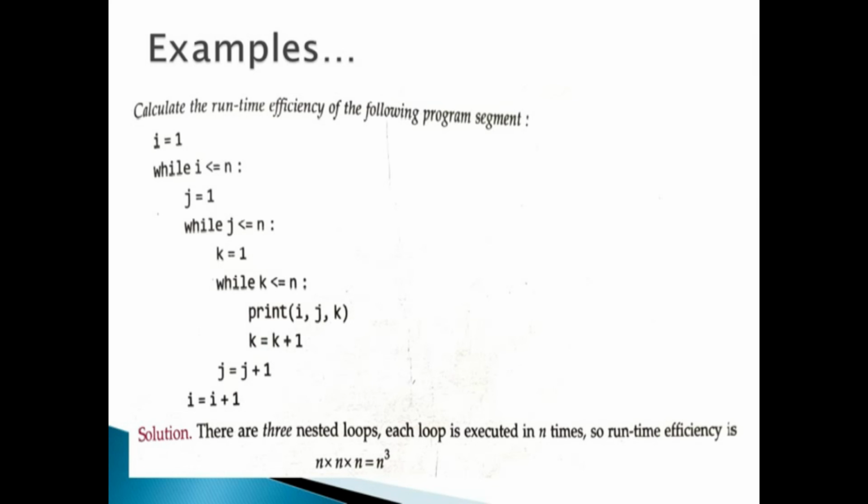we have this code fragment. So we have three nested loops here, one for i, another for j, another for k. Each loop is executing n times, so the runtime efficiency of this code fragment will be order of n cube. Okay, so these are the examples to make you aware of how to calculate the complexity of a given program, or a given algorithm.